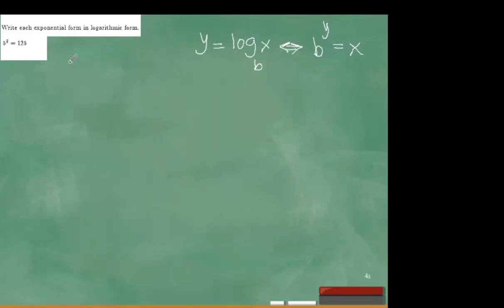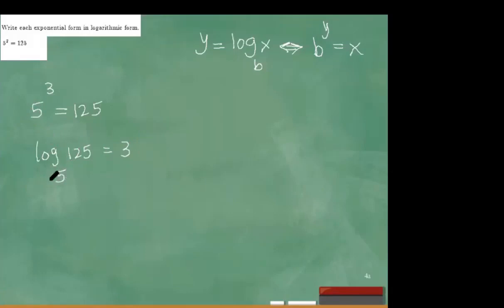So in this case, I have 5 to the power of 3 is equal to 125. I have it in terms of exponentials here. So I'm going to write it in terms of the logarithm. So I will write this as log of 125 is equal to 3, and the base would be 5.